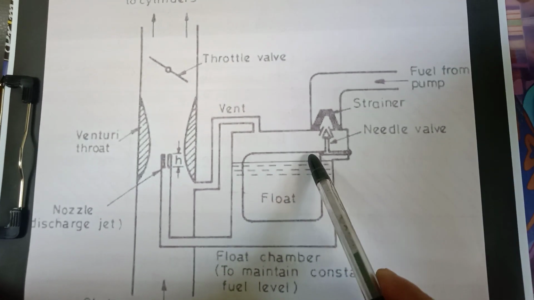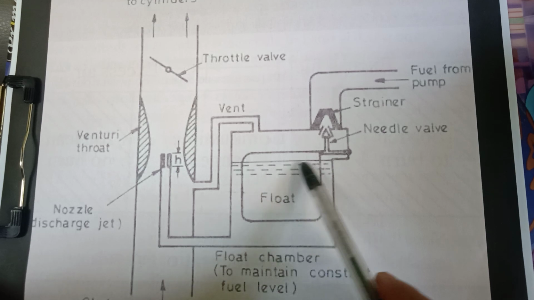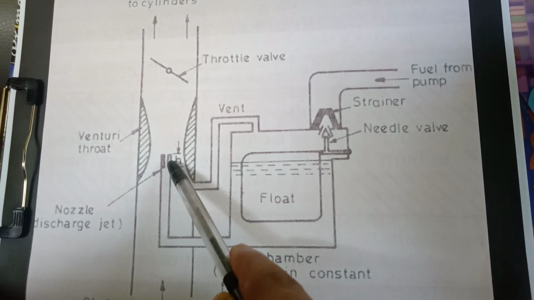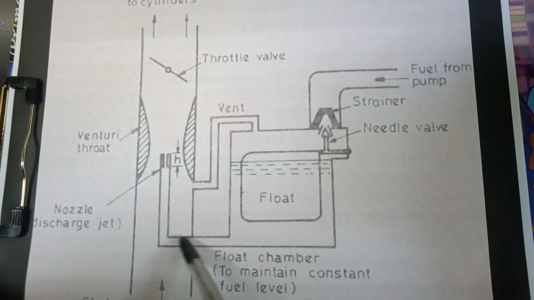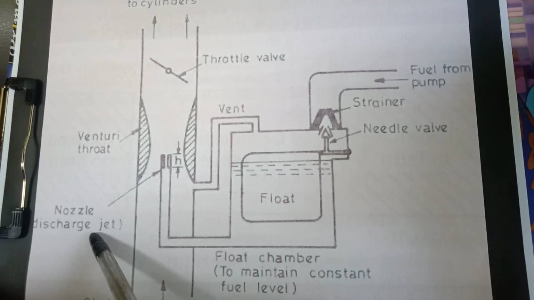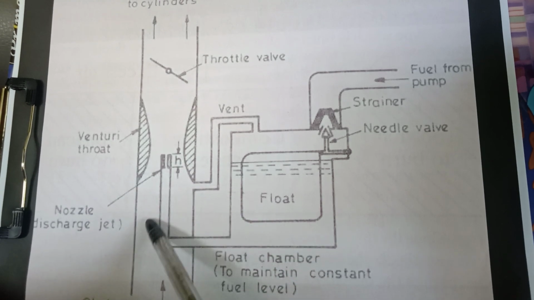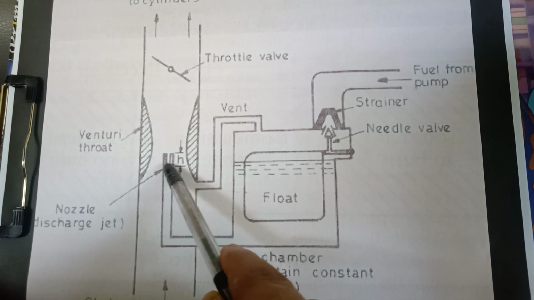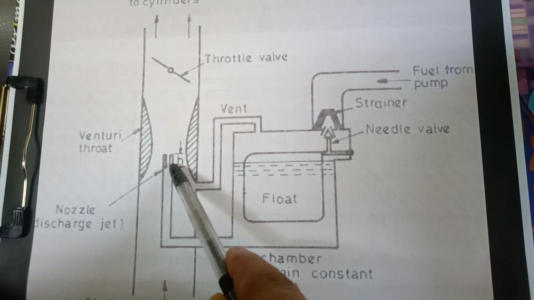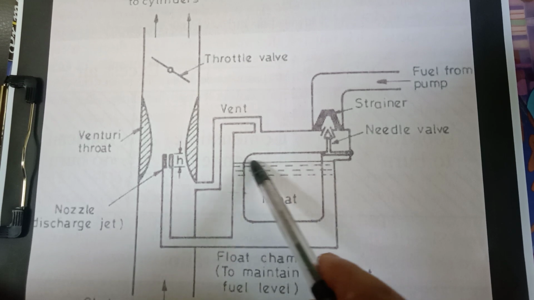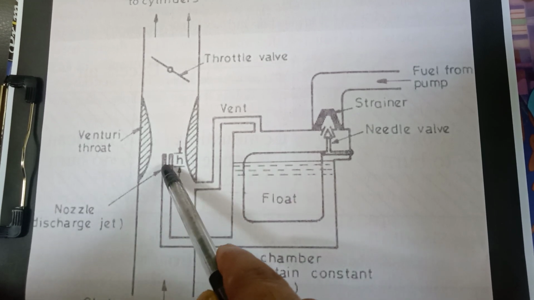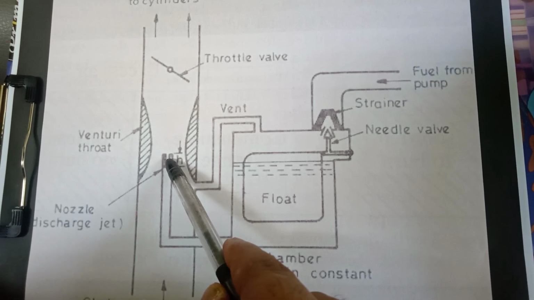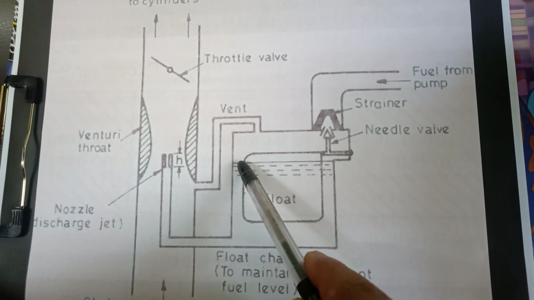Now from this float chamber, the fuel will go through this line, which is the main jet line or discharge nozzle jet line. This is the nozzle line, and the fuel will stop, or be maintained, at this height, parallel to the tip of the jet. That's why this height is very important.